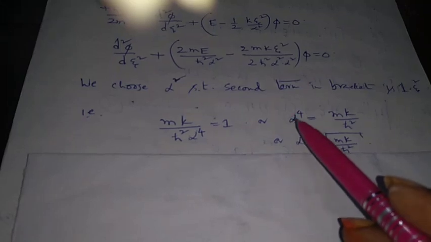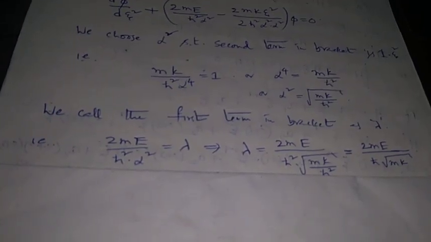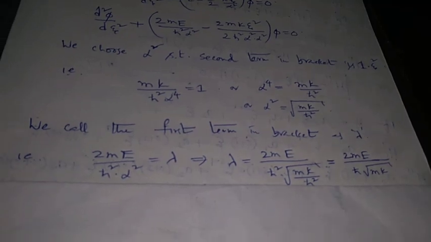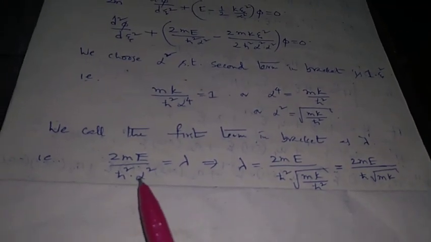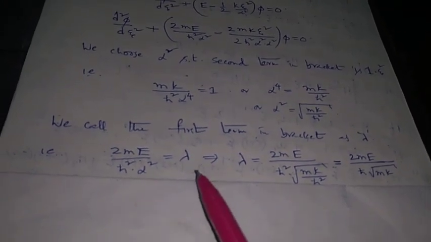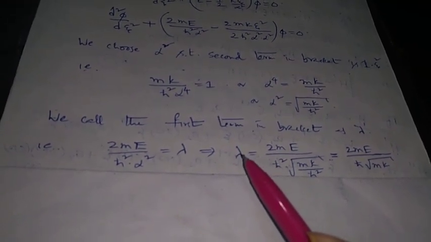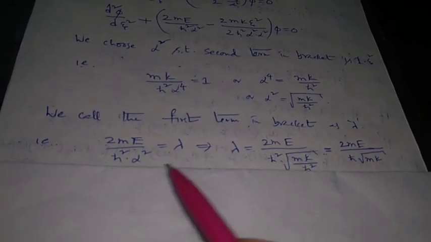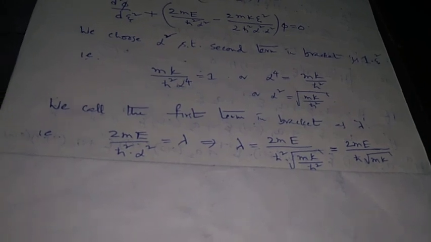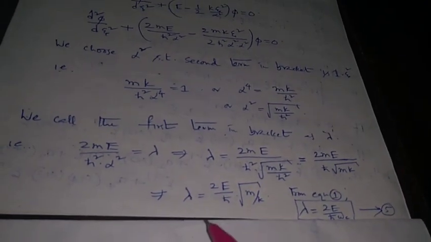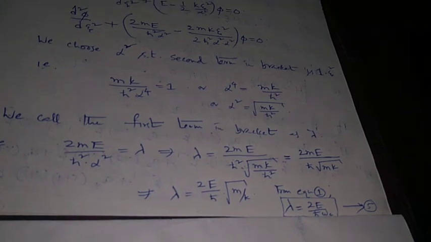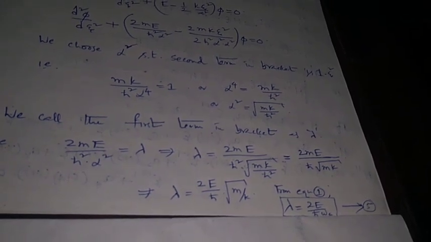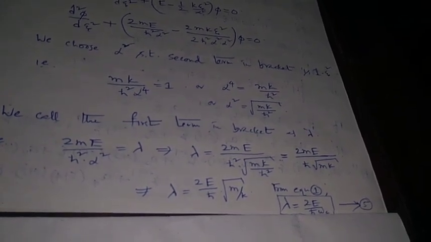And then if you put it that way, then alpha power 4 is equal to this, or alpha square is equal to square root of mk over h cut square. And we call the first term in the bracket, which is 2me over h cut square, and alpha square is equal to alpha lambda, and then that gives you lambda is equal to this if you substitute for alpha squared. And if we cancel out the m factor here, we'll get lambda is equal to 2e by h cut into that square root m by k.